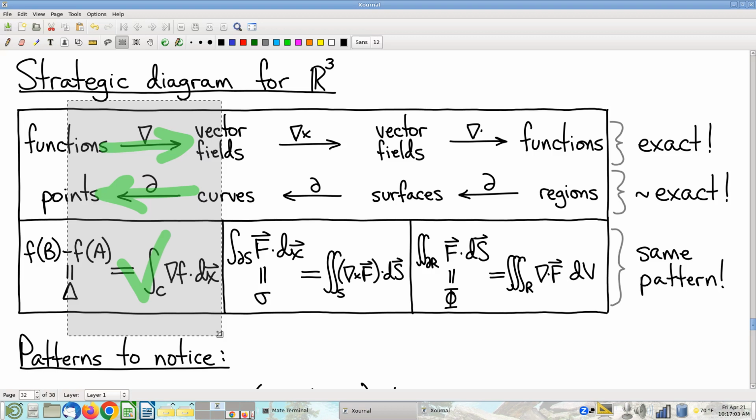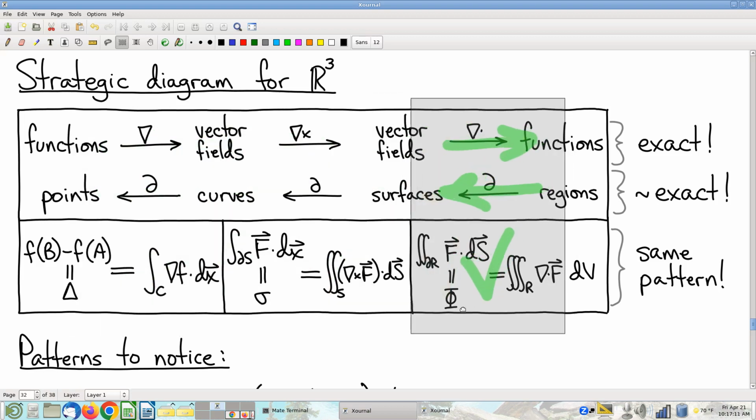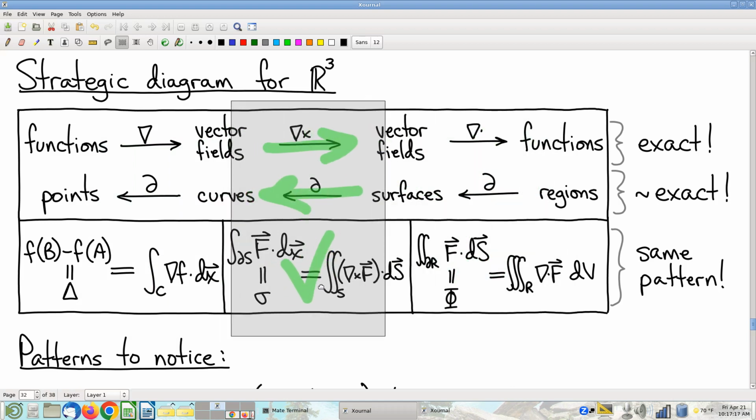So this geometric visual pattern on the diagram representing the fundamental theorem of line integrals is the exact same pattern for Gauss's divergence theorem. It's the exact same pattern. Stokes' curl theorem, boom, exactly the same pattern, right?